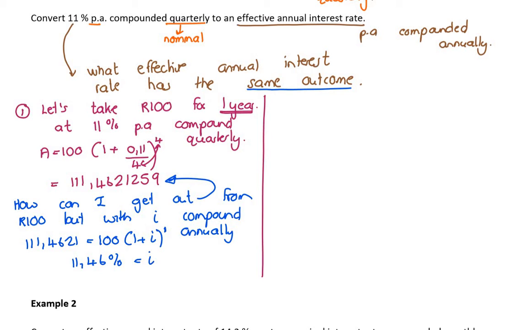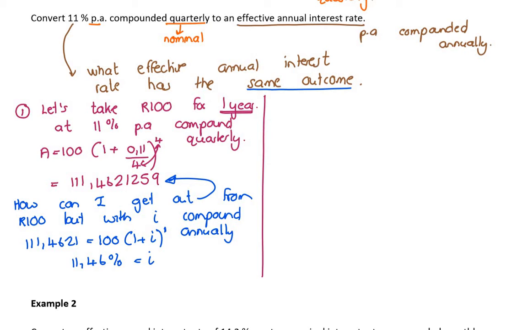Now this is slightly bigger than the 11%, and it has to be, because the 11% compounded quarterly meant that you would get interest on interest every quarter, whereas this interest rate is compounded annually. So you just get interest once. And so you have to make up for the fact that you don't have interest on interest. So this is probably the easier method.